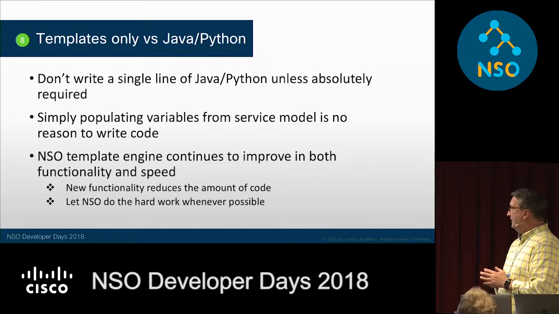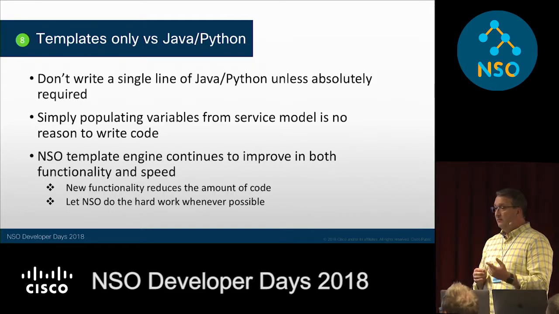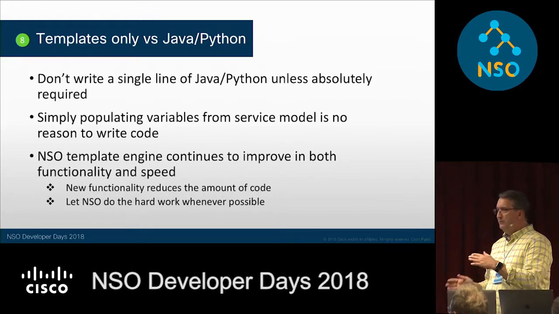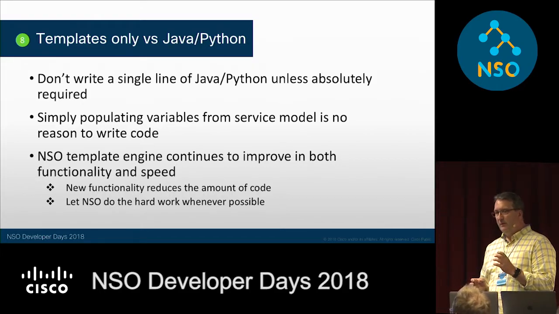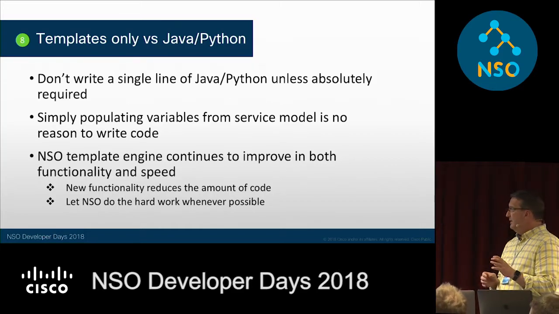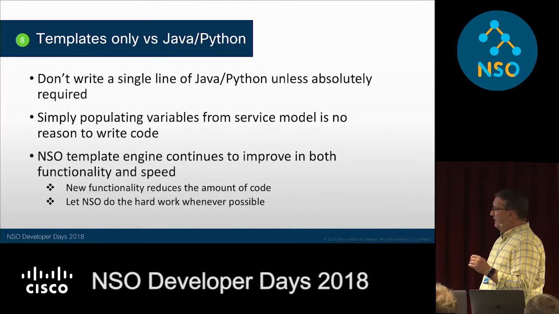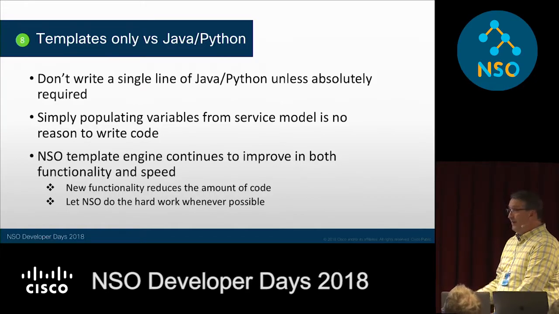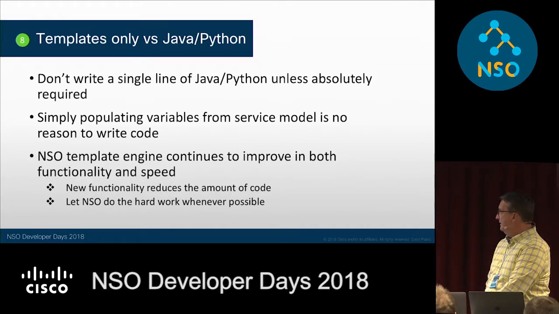And sort of lastly, a plug for the NSO template engine. So in the latest release in 4.6, some of you guys may have seen it, but there's some new features that have come out in the template. More ability to control how the template is implemented. You can create variables and things like that. So there's even less need to write a lot of code. So if you haven't looked at 4.6, definitely take a look at some of the template functionality there. Let NSO do the work for you.